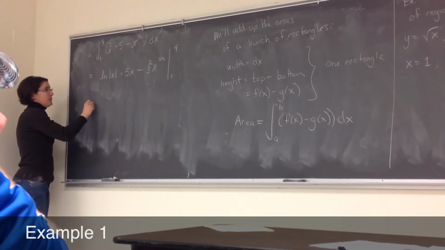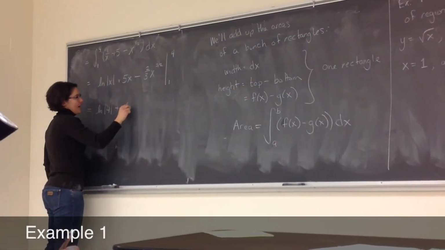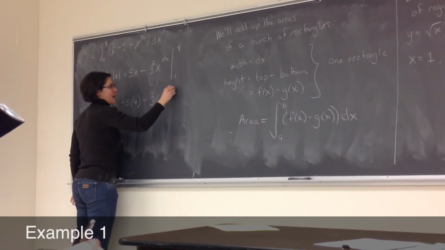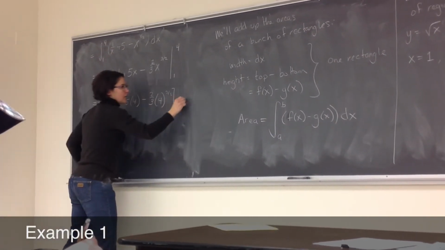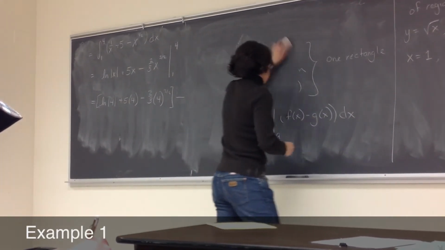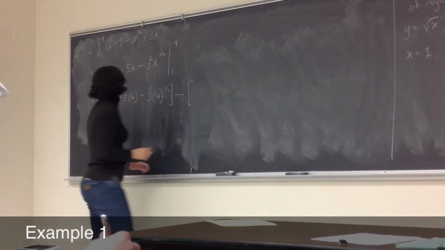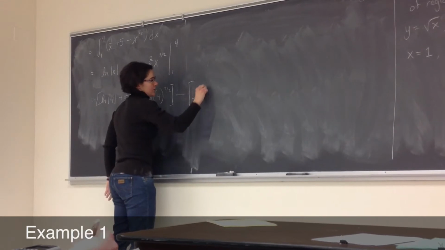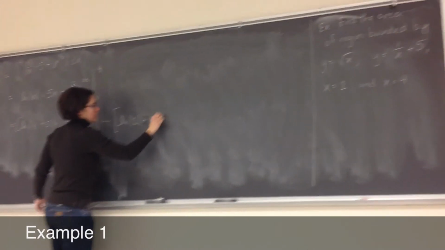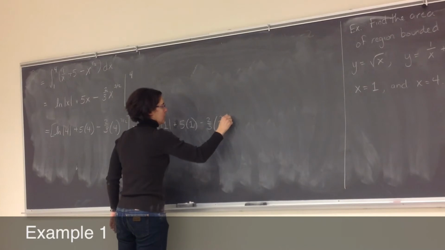Okay, so now it's a matter of plugging in some numbers. We've got the natural log of the absolute value of 4, plus 5 times 4, minus 2/3 times 4 to the 3/2. Minus, plugging in 1. And so when we plug in 1, we have the natural log of 1, which is 0, plus 5 times 1, minus 2/3 times 1 to the 3/2.